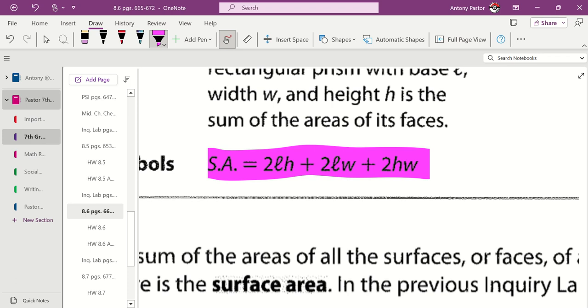So, this formula is going to help you. Be aware, though, and I want you to put this in your notes. This formula is only to find the surface area for quadrilaterals. That means rectangular prisms and cubes. This formula only works for rectangular prisms and cubes.